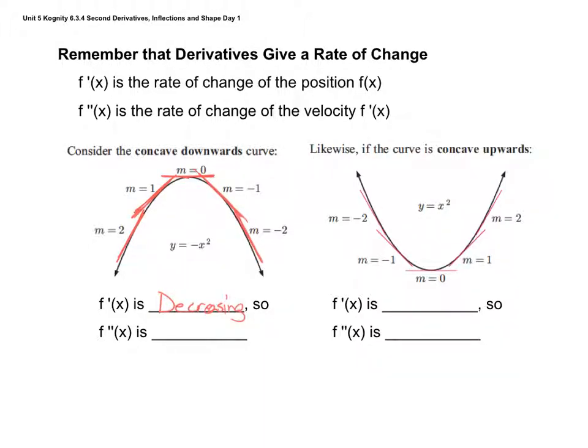So F double prime of x is negative. That's right. Okay? Now, if you look at this one, here the derivative is -2, then -1, then 0, then 1, then 2. So as we go from left to right, the first derivative is increasing.